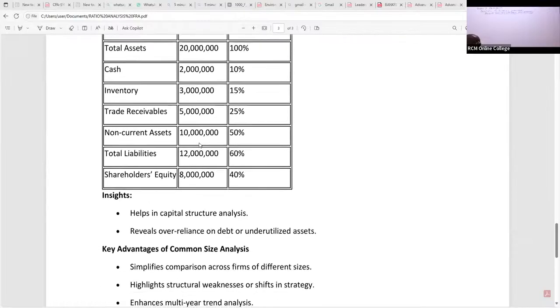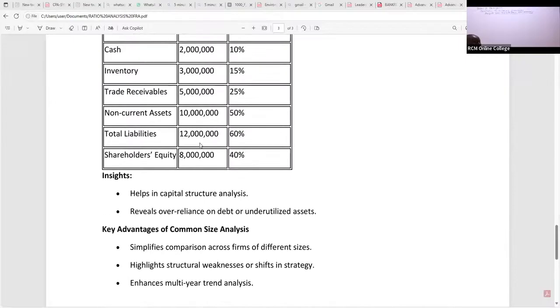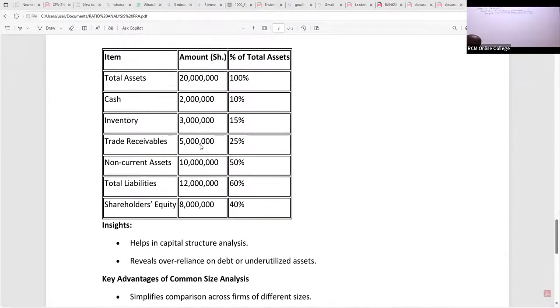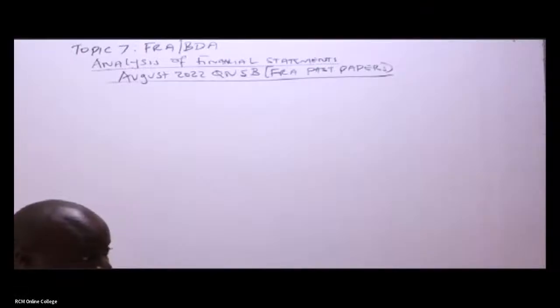So this will really be very helpful for us to be able to understand and get some insights out of whatever Mwalimu has been discussing here for the last 10 minutes. I would want us to go to the past papers directly, and I would want us to start with this August 2022, question number 5B.